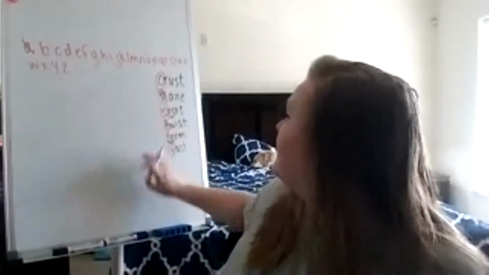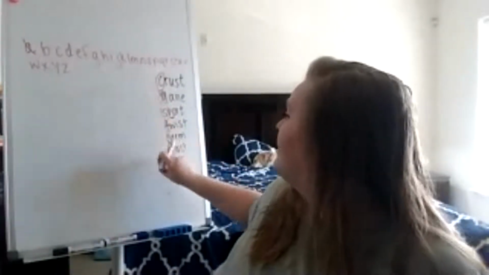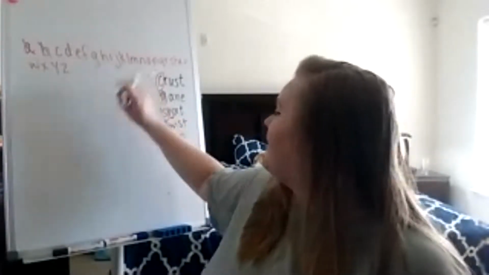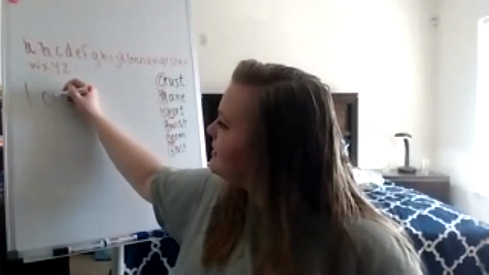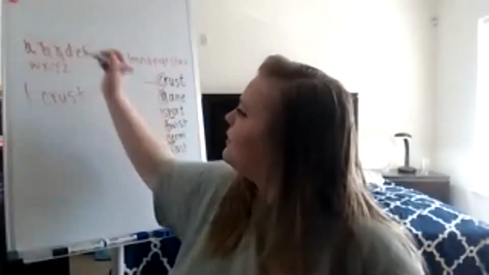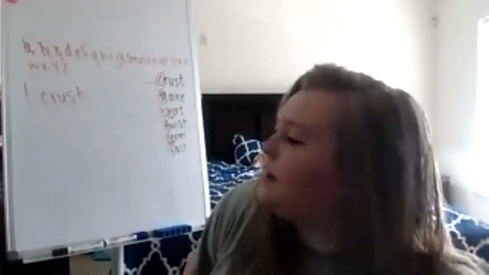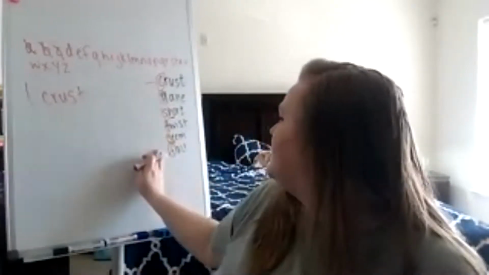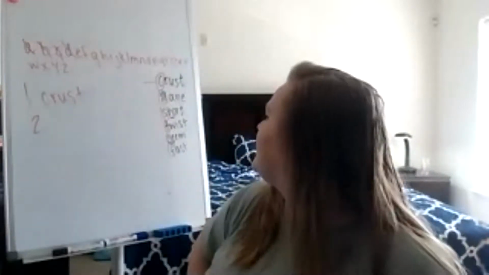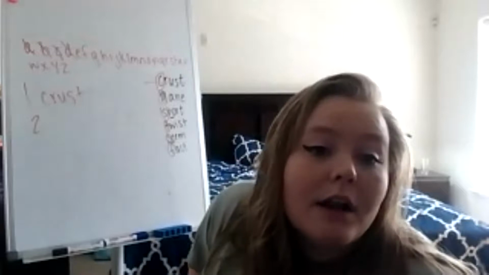Now let's look for B. Oh, I don't see any B's. C. I found one, so crust comes first when I'm going in ABC order. Then I look for D. Nope, I don't see any letters that start with D. E. And you go on doing the same thing.